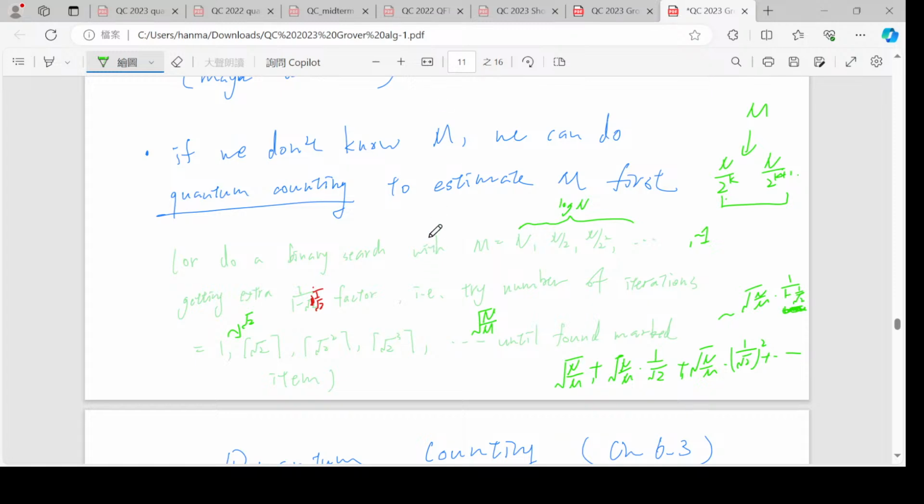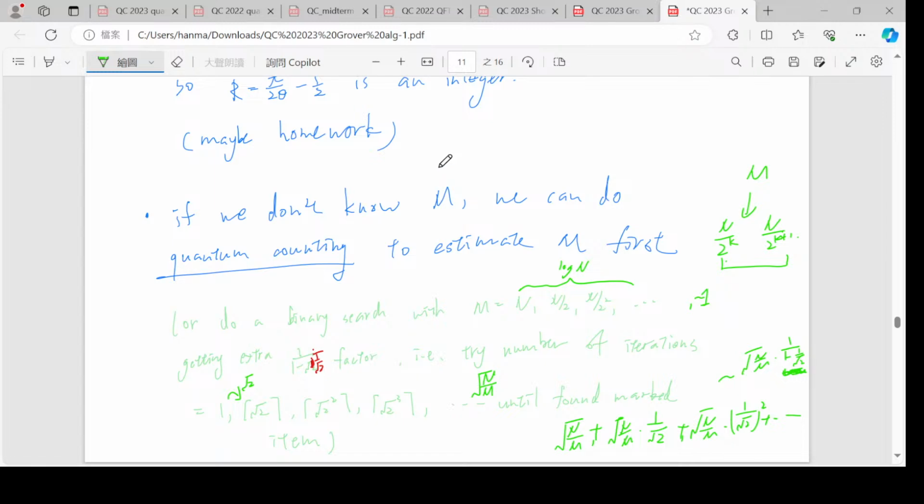But there is a harder way to do this, which is to use quantum counting to estimate it.